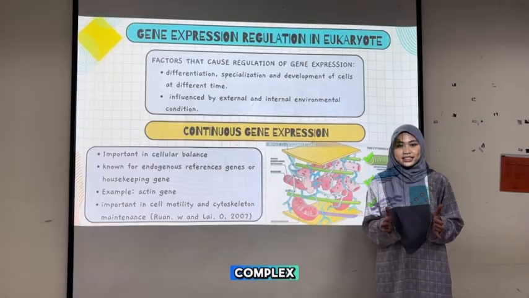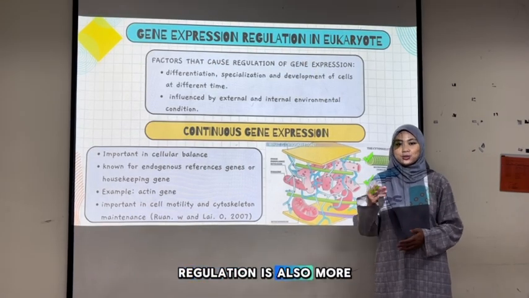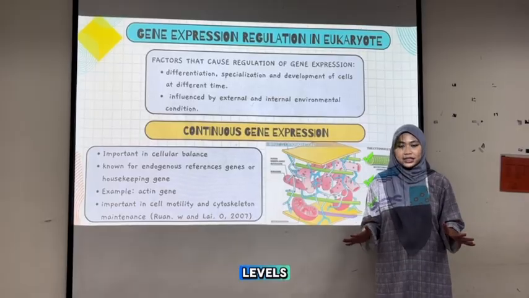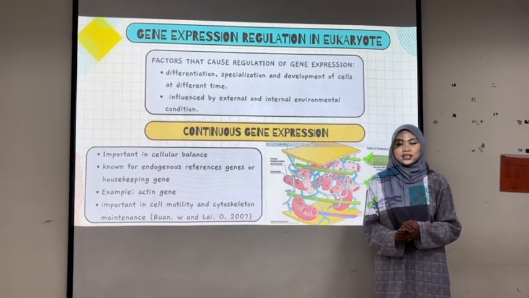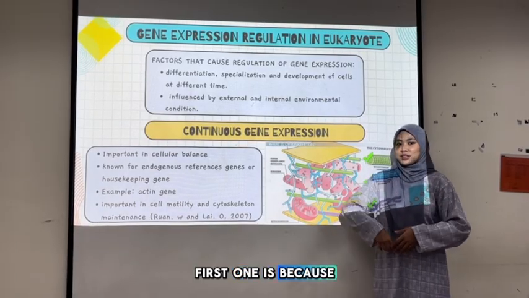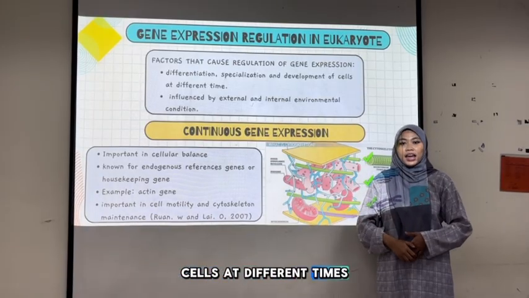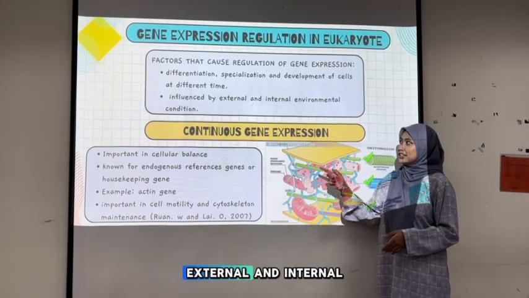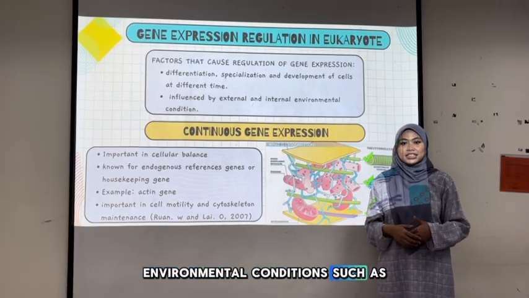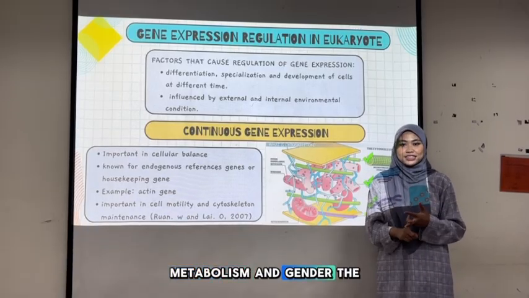Eukaryotic cells are more complex, so their gene expression regulation is also more complex and occurs at many levels. But there are factors that cause regulation of gene expression. The first one is because of differentiation, specialization, and development of cells at different times. Other than that, it is also influenced by external and internal environmental conditions, such as hormones, metabolism, and gender.